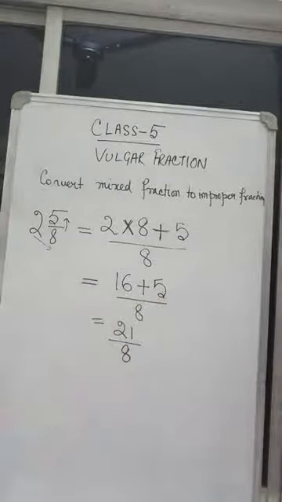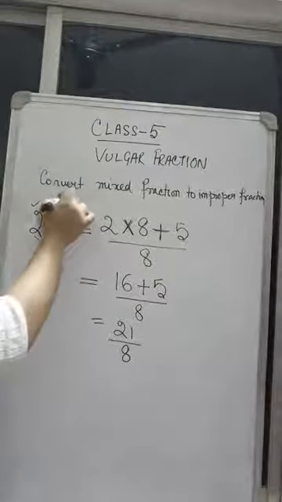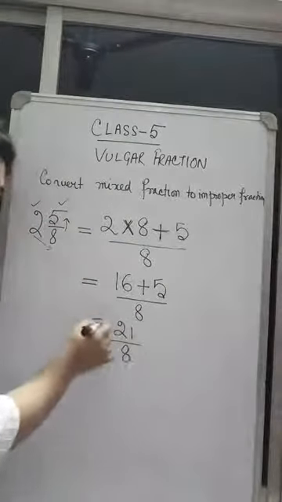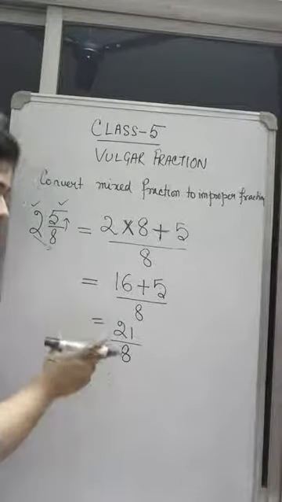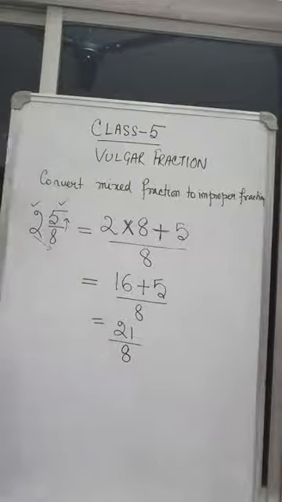So this is the improper fraction because there is no longer a whole number part and a fractional number. There is only one fractional number where you get an individual numerator and a denominator. And since the numerator is greater than the denominator, it is a type of improper fraction.